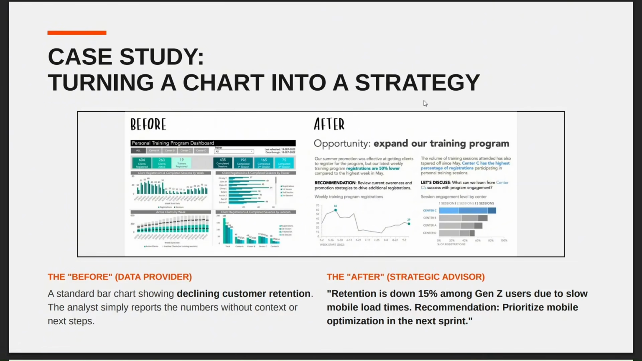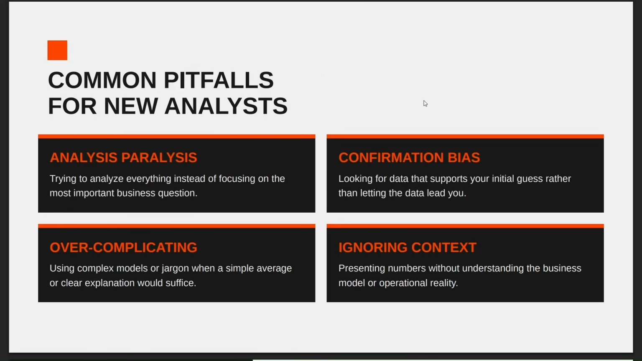Whereas the after is your strategic advisor. So they've shown us that retention is down 15% among Gen Z users due to slow mobile load times. And then you can see there, I have a recommendation, which is to prioritize a mobile optimization in the next sprint or in the next quarter. And that's directly impactful for my business and directly something they can see and start actioning immediately.